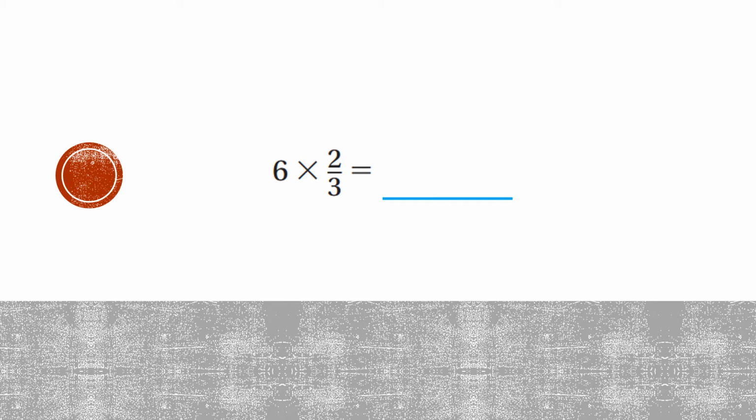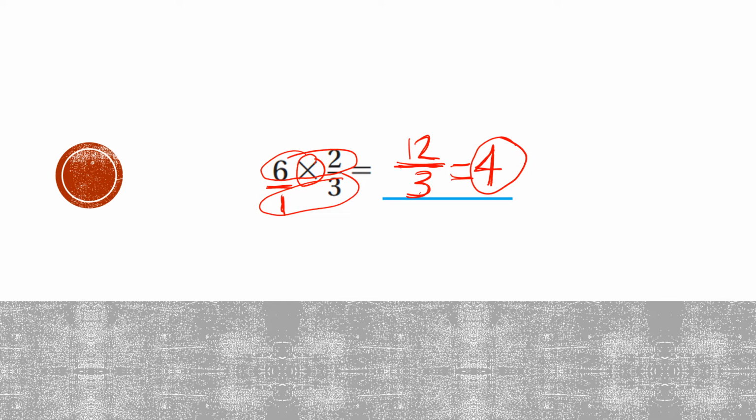6 times 2/3. Add a 1 and multiply. 6 times 2 is 12. 1 times 3 is 3. Now I'll change that to a mixed number. How many groups of 3 can I make out of 12? This happens to be a whole number, 4 exactly, because 12 divided by 3 equals 4. So 4 is my answer.